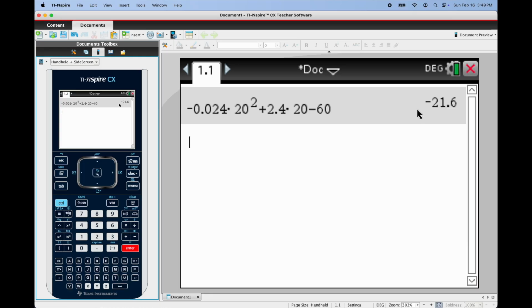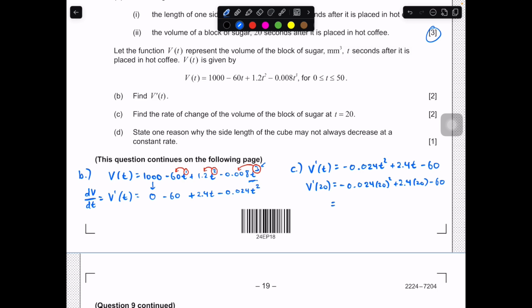So what does that mean? It's losing 21.6 millimeters cubed every single second. That's a change in volume. Or sorry, that's the instantaneous rate of change. So at this moment, 20 seconds in, it is losing 21.6 millimeters cubed per second, we could say. All right, let's go back to the document and write that in. So negative 21.6. And if they asked us the units, it would be millimeters cubed for every single second.